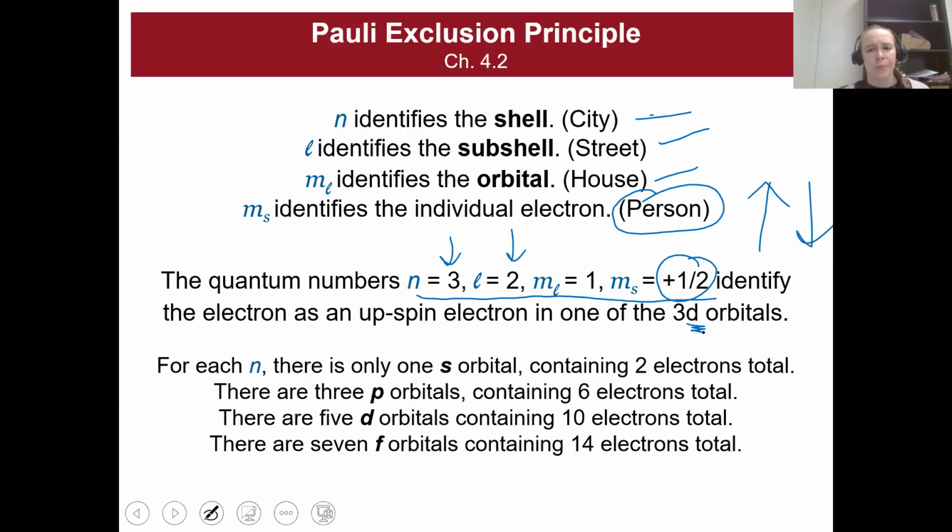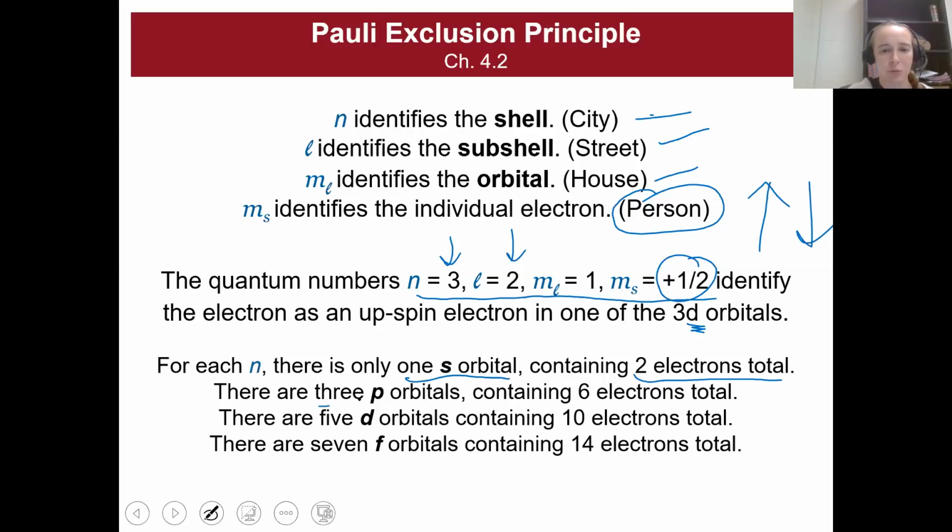So let's look at our possible values for things, or how many orbitals. So we learned how many orbitals there were, how many m sub l values there were for each subshell in the last section. And now we're going to refine it a little bit more. There's 2 electrons in each orbital. So for each value of n, there's only one s orbital. And it has 2 electrons. Or it could have 2 electrons. That's the max.